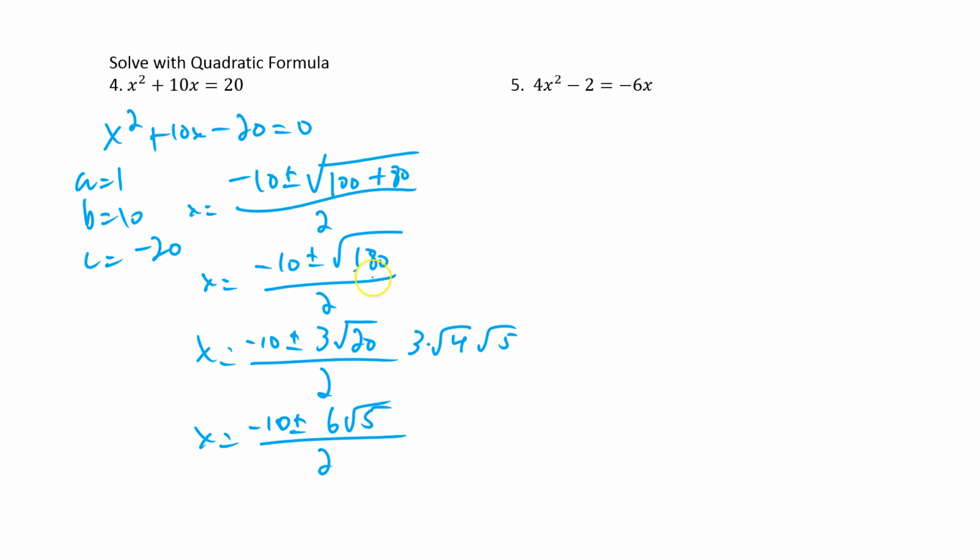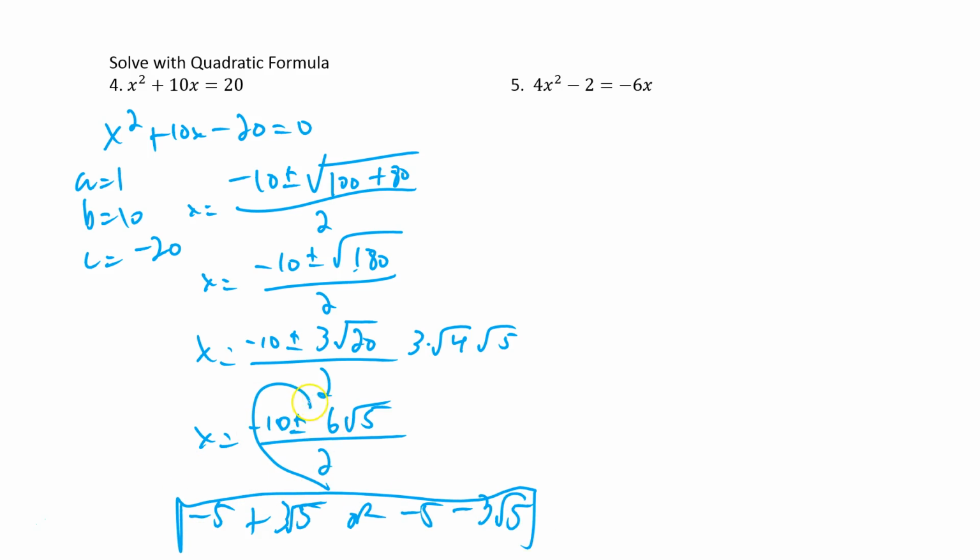So we have negative 10 over 2, that's negative 5, plus 3 root 5, or negative 5 minus 3 root 5. Got the 3 from 6 over 2, got the 5 from negative 10 over 2. Remember, when you split these things up, you're going to have the 2 underneath each one.